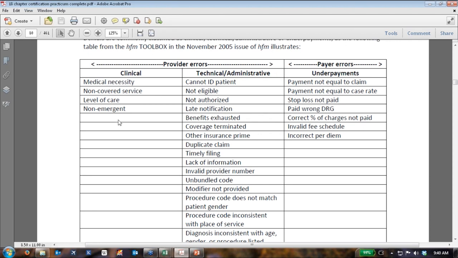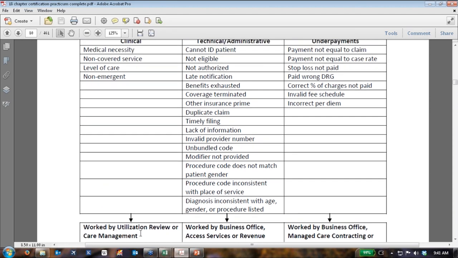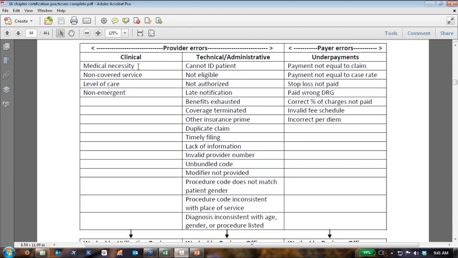Clinical denials are exactly what the name says they are. They are related to medical necessity and level of care, emergent, non-emergent. And these are things that really are best handled by a nurse. And that's why it's utilization review or care management, which are staffed with nurses, that handle these kinds of denials. They might appeal a claim on the basis of medical necessity. Non-covered services are harder to appeal because the rules on that are pretty clear. Medical necessity is a concept that applies more to outpatients, level of care more to inpatients. And emergent, non-emergent would be something having to do with emergency, as the name says, the emergency department.